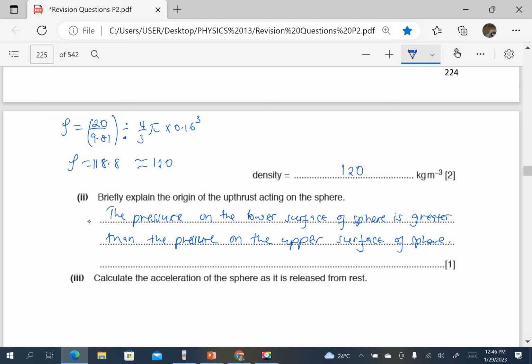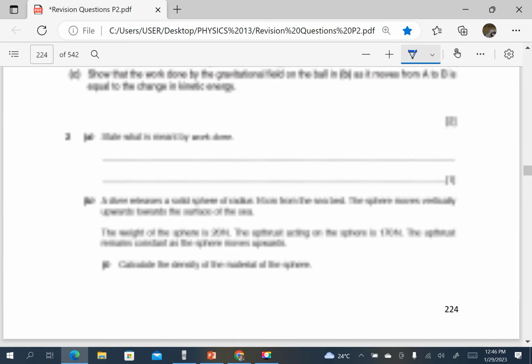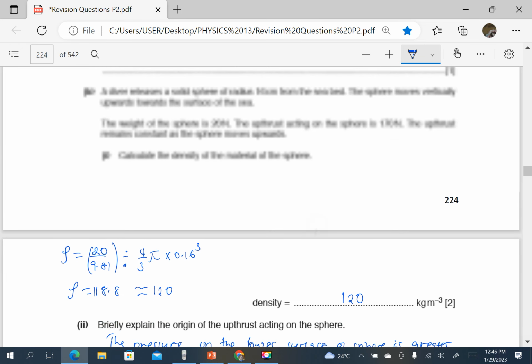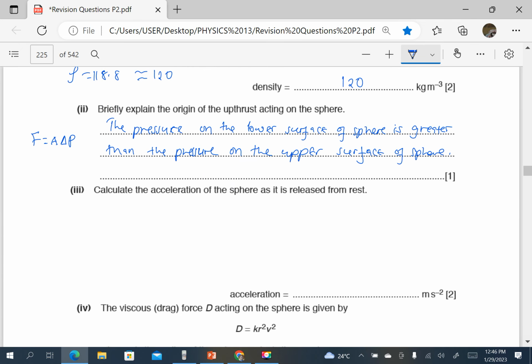So the difference in pressure is going to be the upthrust. So upthrust is area times difference in pressure. That is the upthrust force, from the difference in pressure at the top and bottom of the object. Then calculate the acceleration of the sphere as it is released from rest.